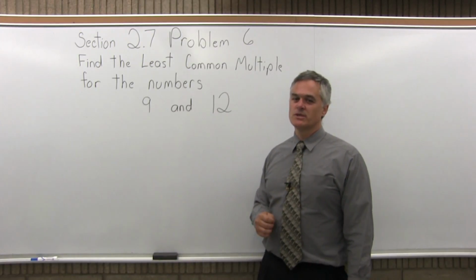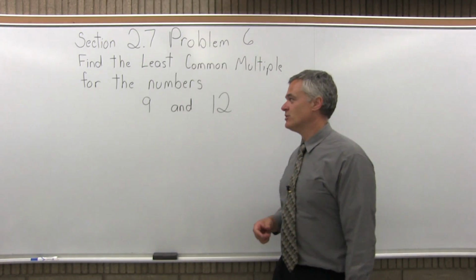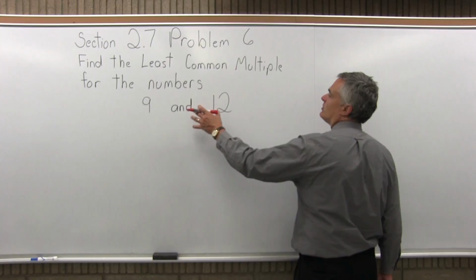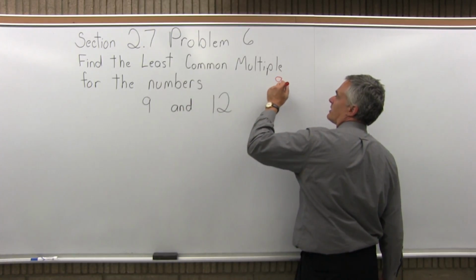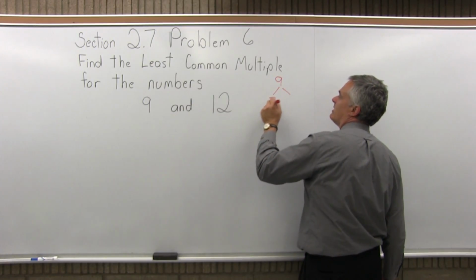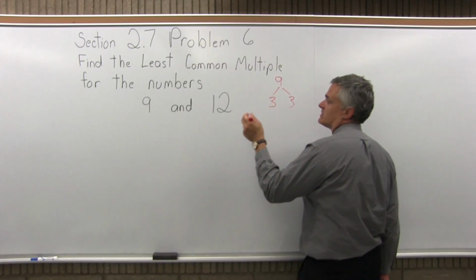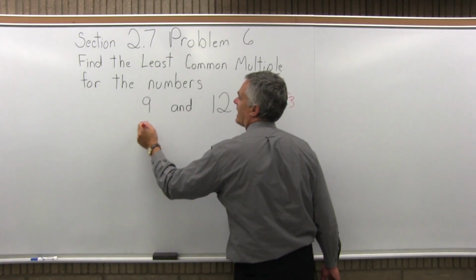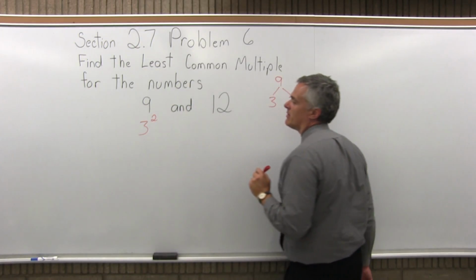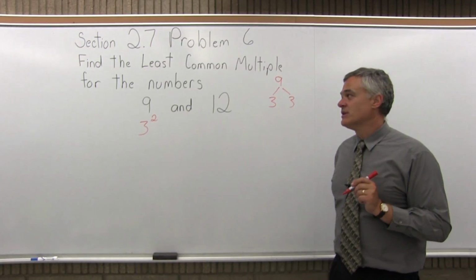Let's say you don't see it so easily. What's the process? How would you do it? Well, what you do is write the prime factorization of both numbers. So the 9 breaks down right away into just 3 times 3. Where I have a repeated prime, I use an exponent, 3 to the second.